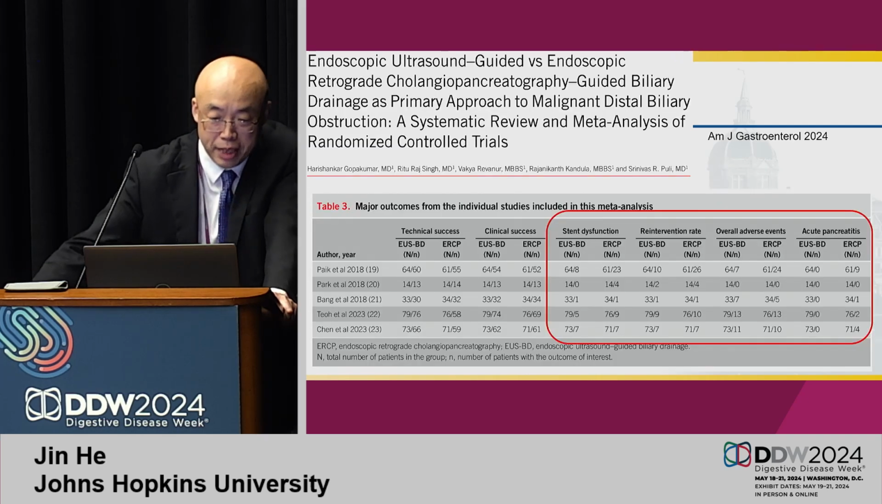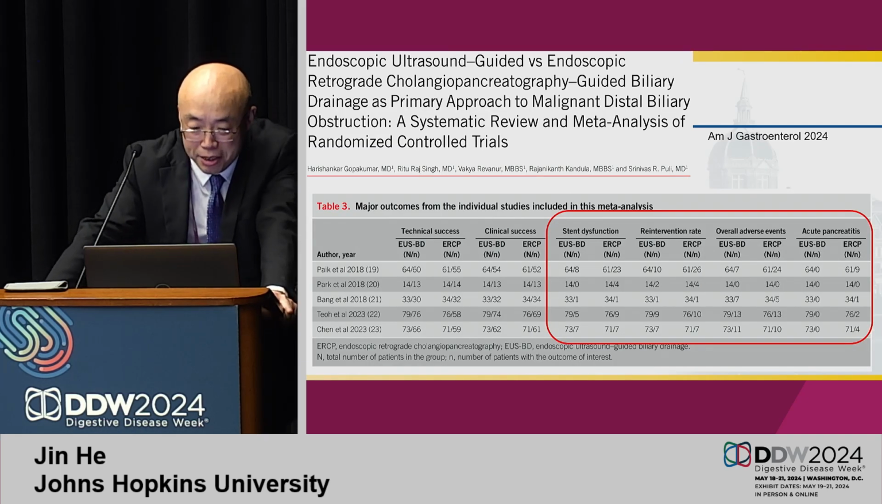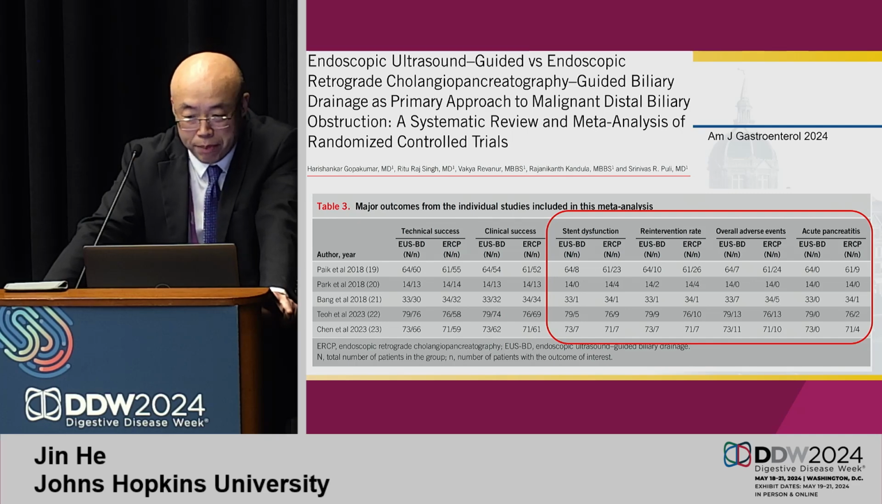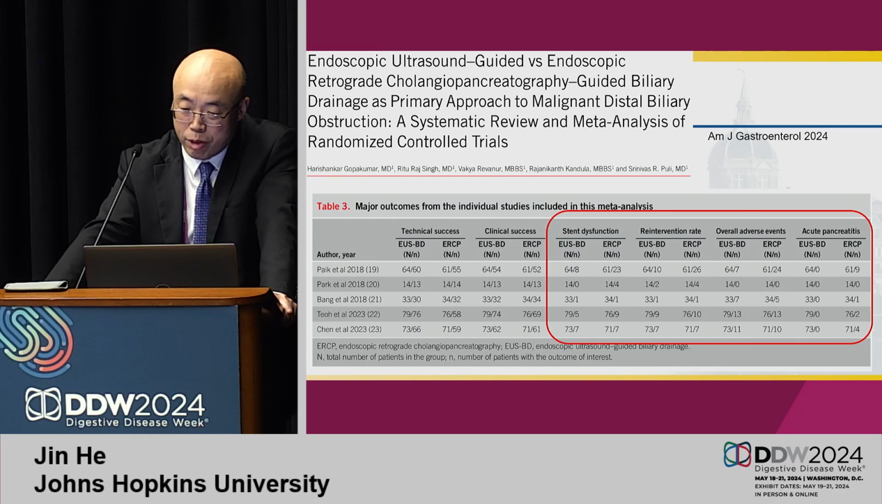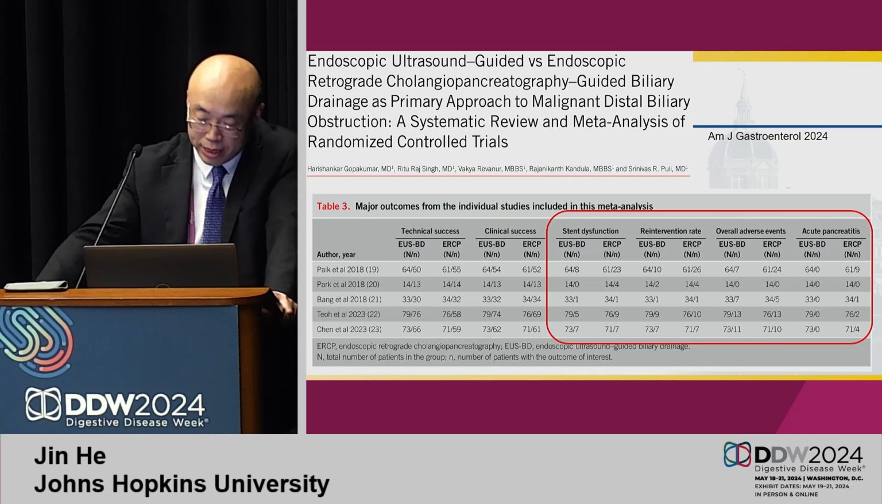This is another systematic review and meta-analysis comparing these two different approaches. But this kind of publication does not look in much detail at the etiology of those biliary obstructions. There are very few details talking about the staging of those malignant diseases and the potential for surgical resection down the road.